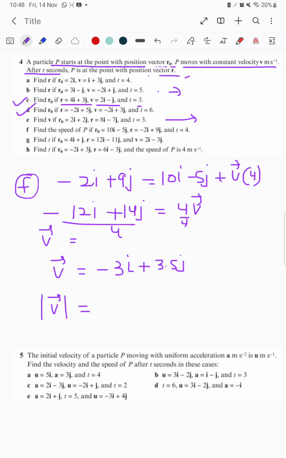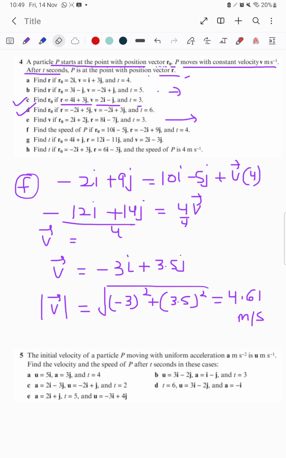Now we have to find the speed, and speed means we need to find the magnitude of the velocity vector, which is the square root of negative 3 squared plus 3.5 squared, and this value comes out as 4.61 meters per second. It's very important, if you are finding the speed, you have to mention the units.